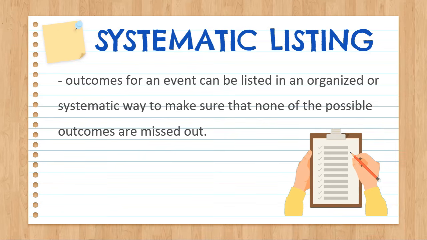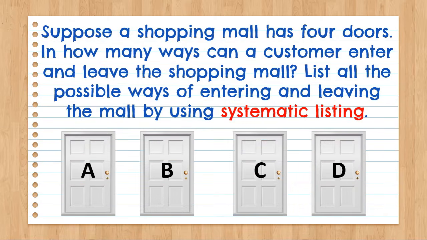Here's the experiment. Suppose a shopping mall has 4 doors, namely door A, door B, door C, and door D. In how many ways can a customer enter and leave the shopping mall? List all the possible ways of entering and leaving the mall by using systematic listing.